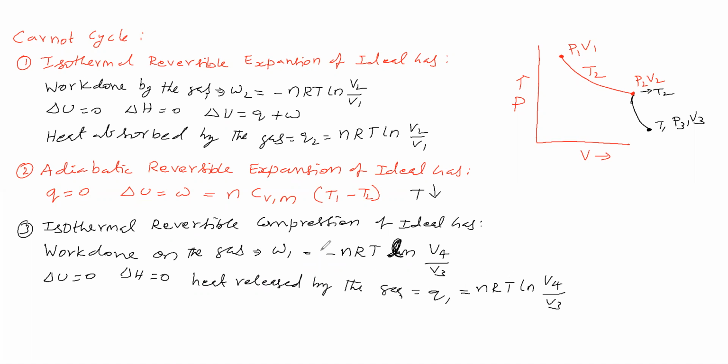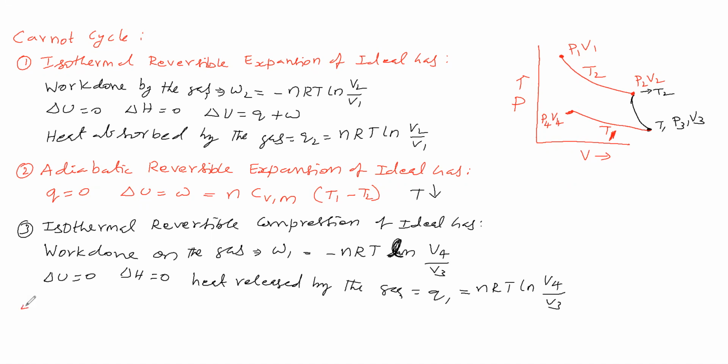So for this we will draw the graph. Isothermal reversible compression of ideal gas, how will the graph be? The graph will be like this. Here temperature remains constant in this process, that is T1. Then final pressure is P4, final volume is V4. Like this we can say.